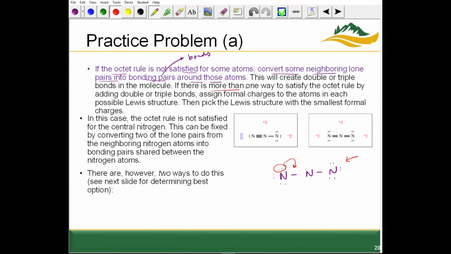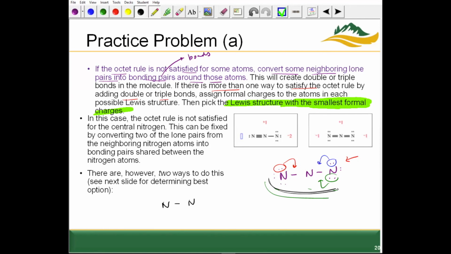If there is more than one way to satisfy the octet rule by adding on double or triple bonds, that could mean taking this lone pair into here, maybe even taking another lone pair into here to form a triple bond. It's clear there are a few different options we could work with to achieve a happy octet for all 3 nitrogen atoms. To pick the best Lewis structure, if we have a few different options, we need to pick the Lewis structure with the smallest formal charges. We have not yet talked about formal charge. That's the next topic we'll go through.